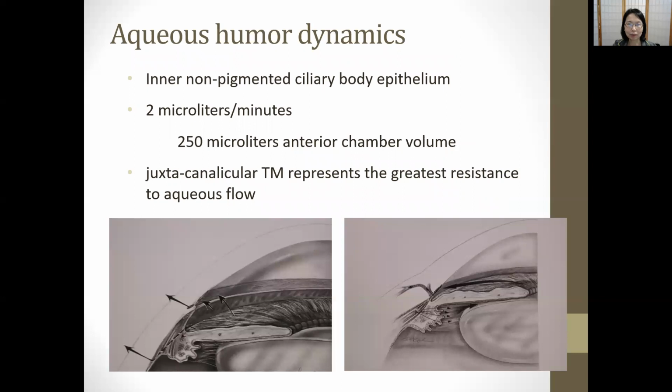Now let's look a little bit more in detail at aqueous humor dynamics. Aqueous humor is made by the inner non-pigmented ciliary body epithelium at a rate of 2 microliters per minute. And keep in mind that the anterior chamber volume is 250 microliters. The juxtacanalicular trabecular meshwork represents the greatest resistance to aqueous flow.